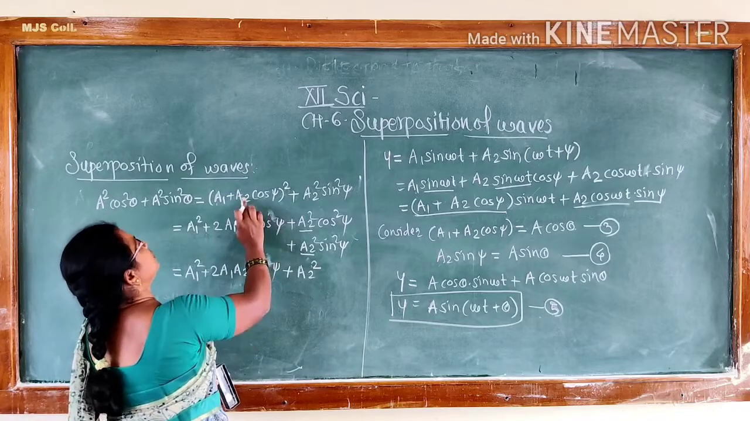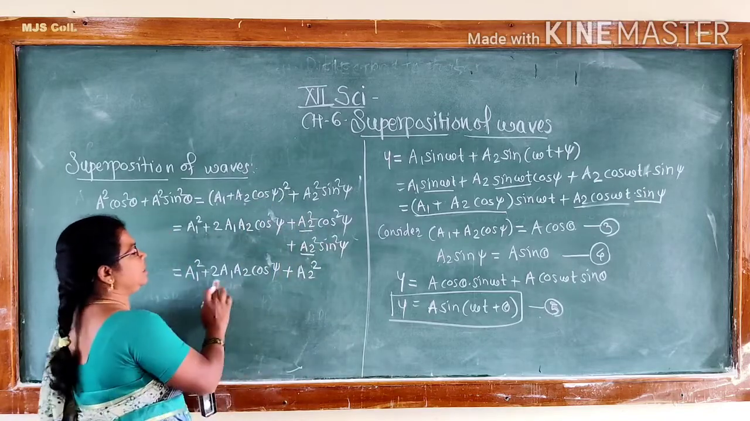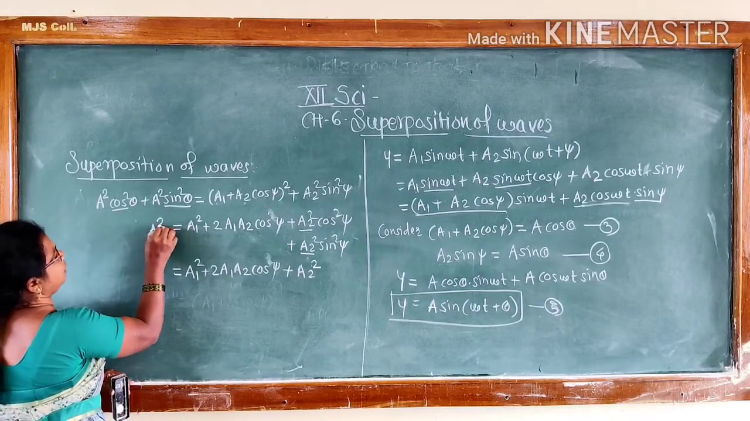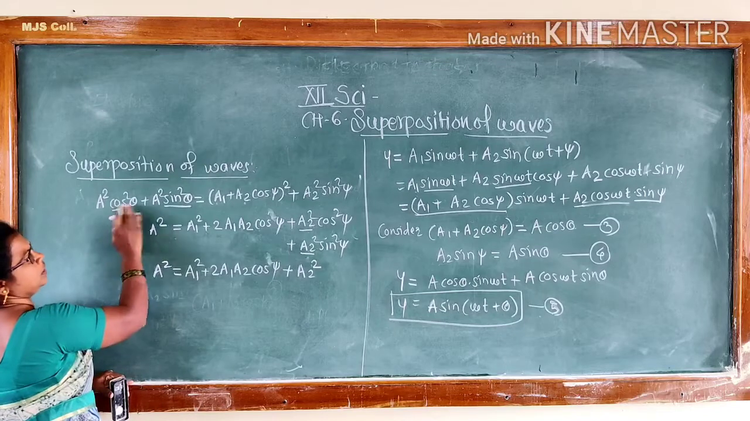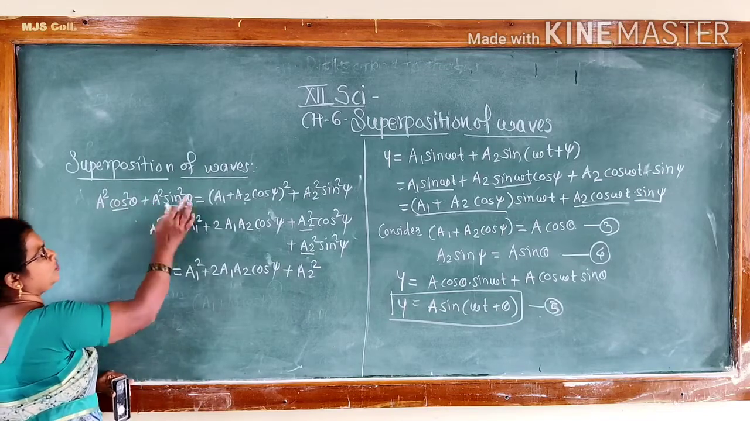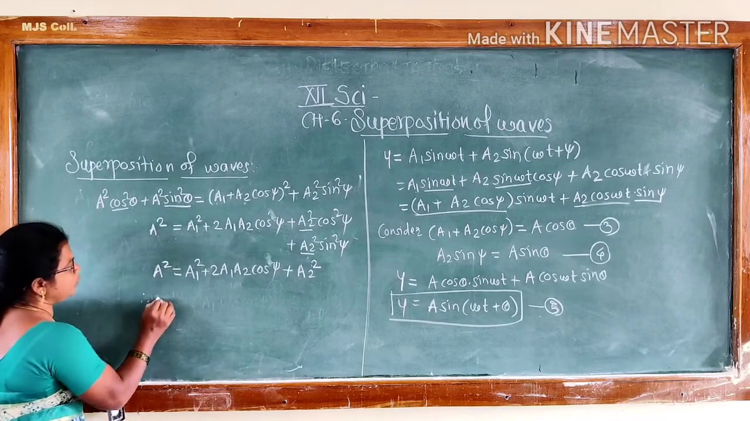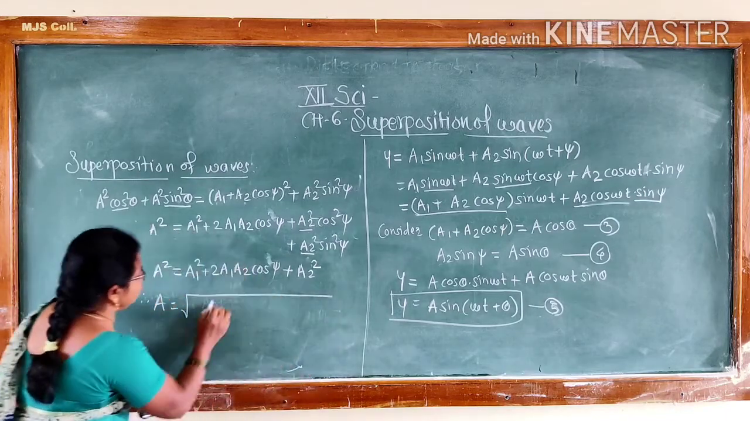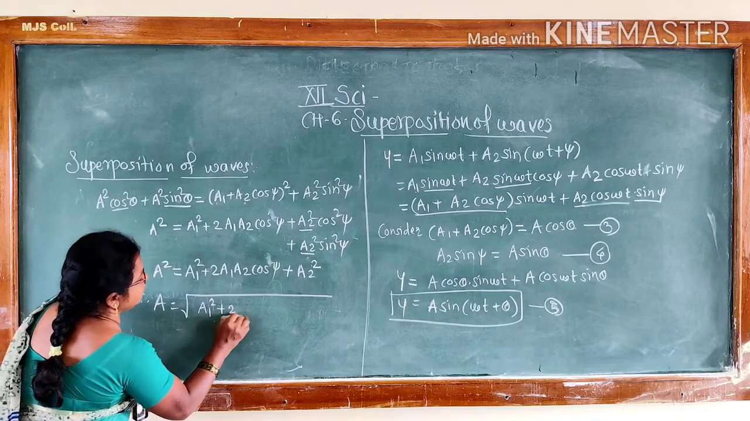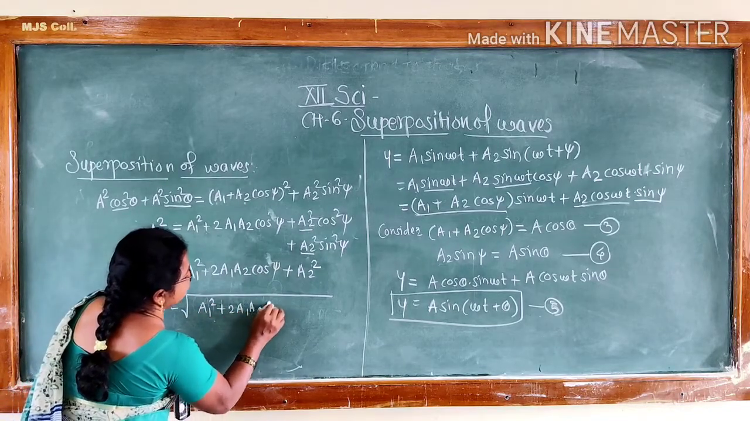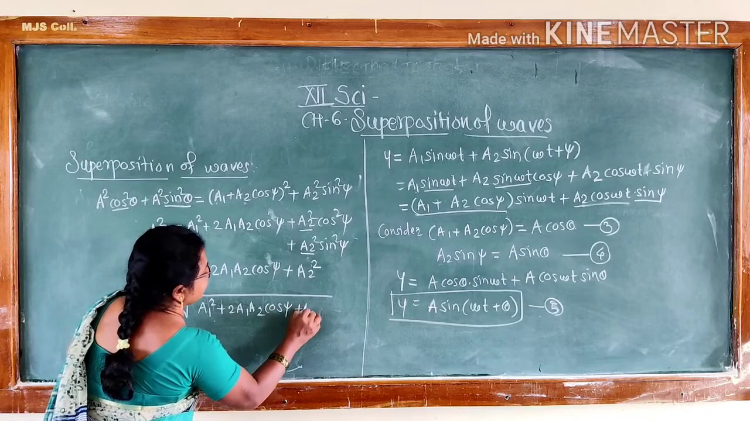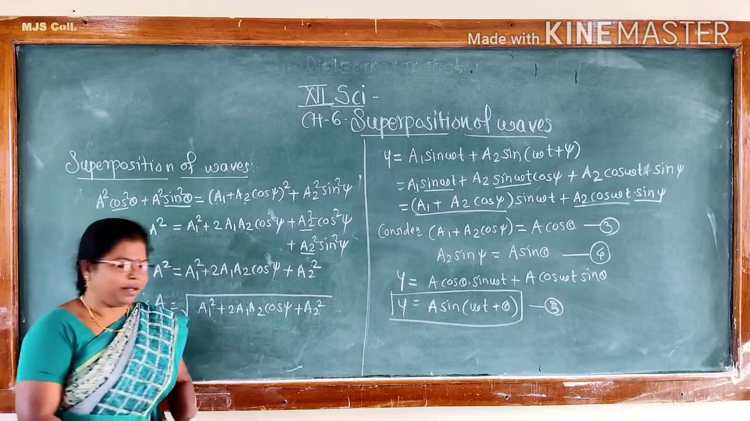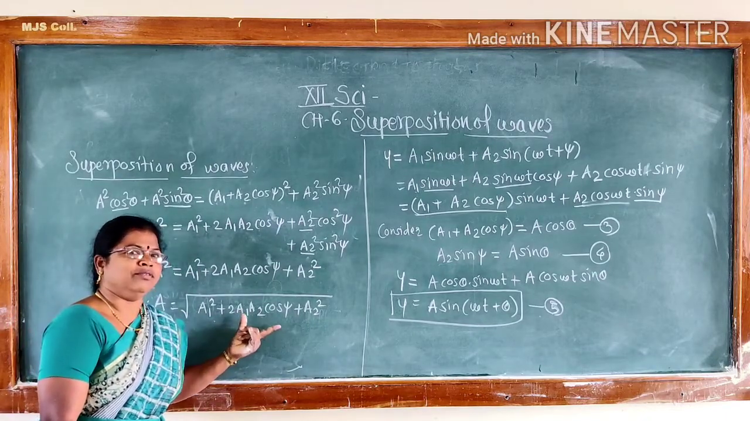Now it is clear. So what is here? Here is A square, and this is 1. Take A square common, and the bracket is equal to 1. Therefore, the resultant amplitude A is equal to the square root of A1 square plus twice A1 A2 cos psi plus A2 square. Okay, now this is the value of the resultant amplitude.